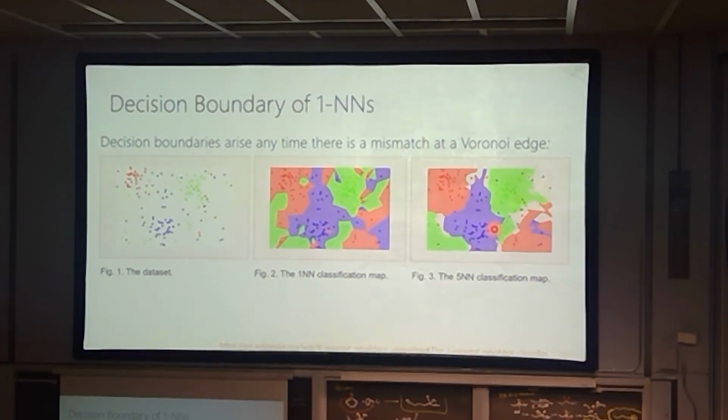I think there are some online tools where you can drag things around. I was looking for a good one to show you, but I didn't have time to find one where you can drag the number of points, the number of neighbors, and see how the decision boundary changes.